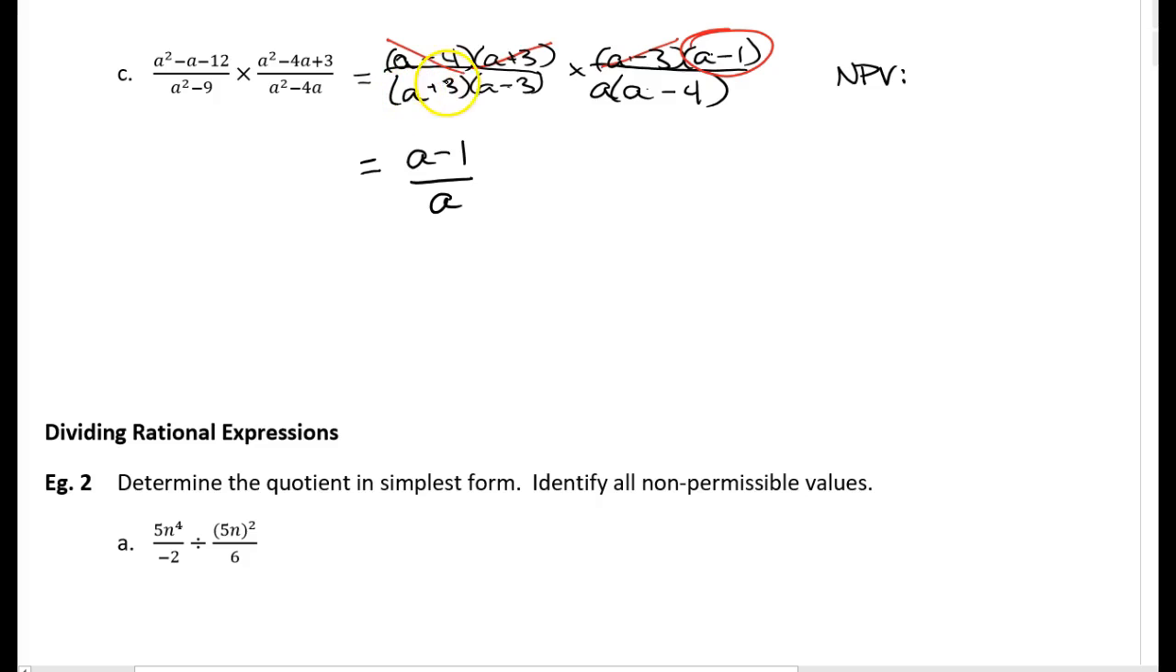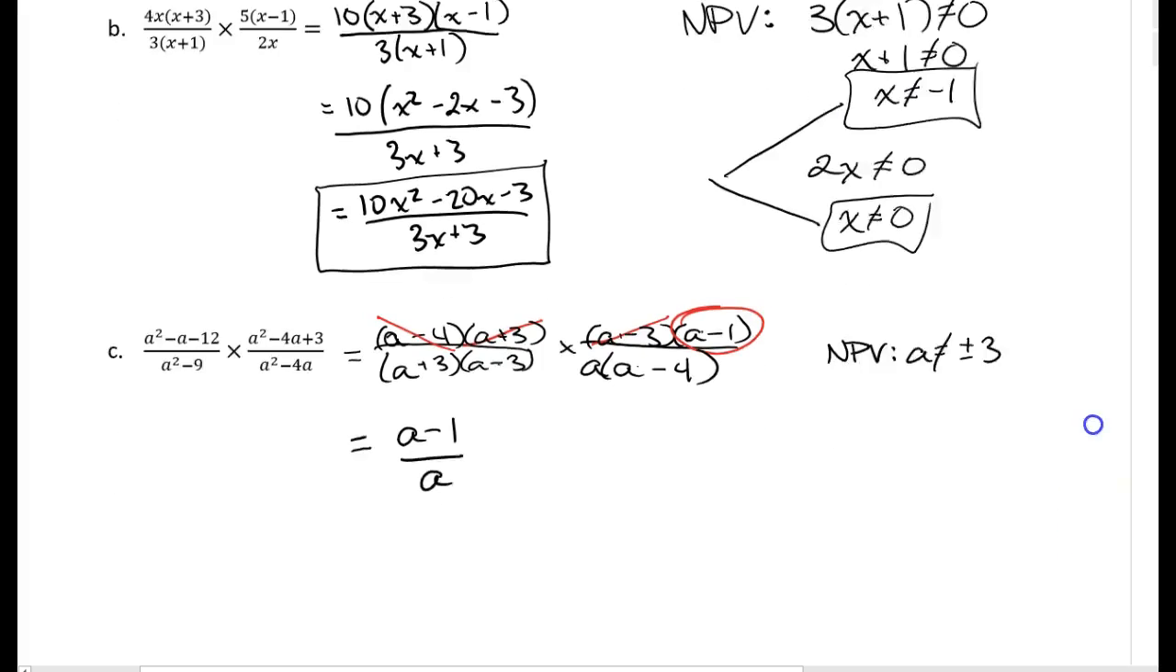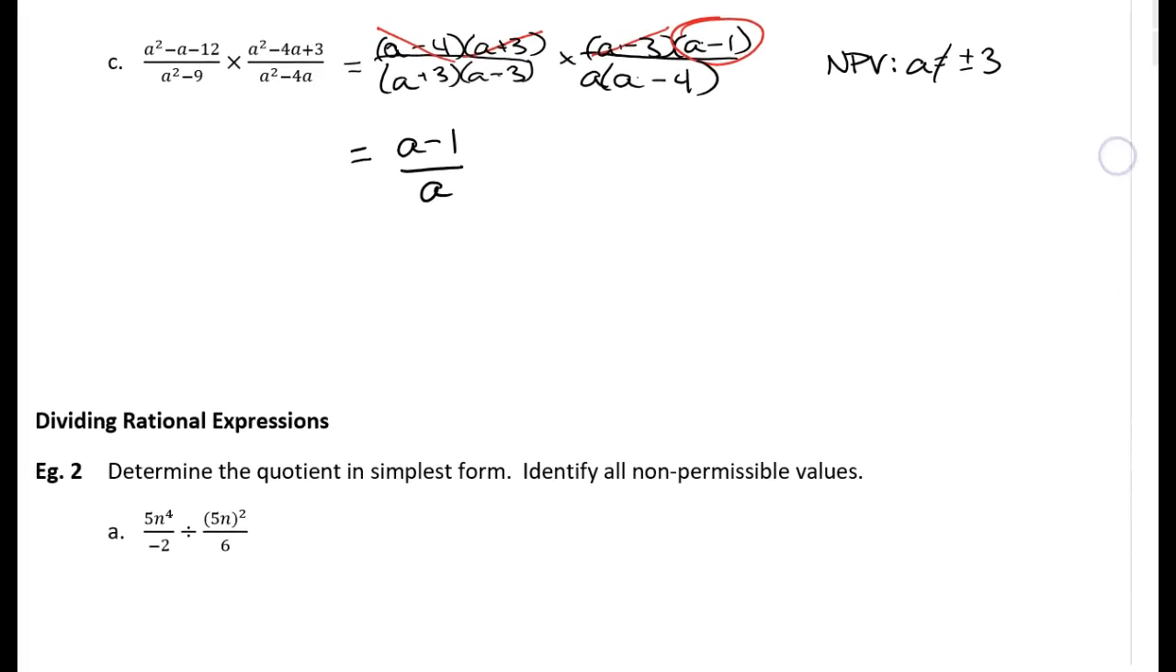Okay, so I've got this denominator can't be 0. Well, that means that a can't be positive or negative 3. Because if I plugged in negative 3, that would be 0. If I plug in positive 3, that would be 0. Again, you are still more than welcome to use this strategy of setting your whole denominator equal to not being 0 and then solving from there.